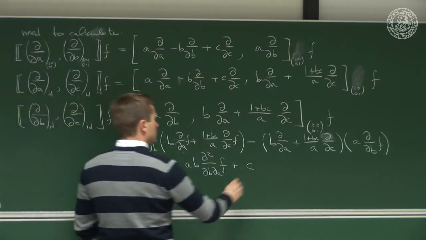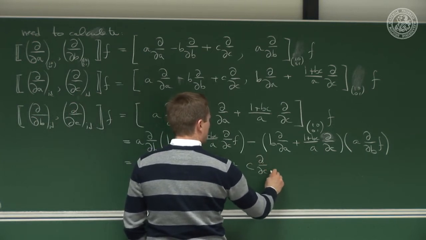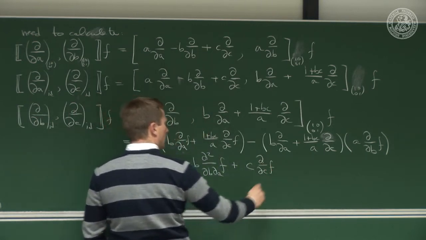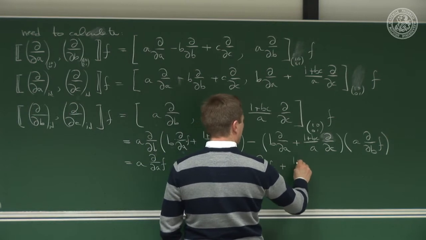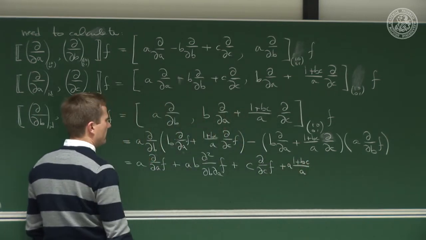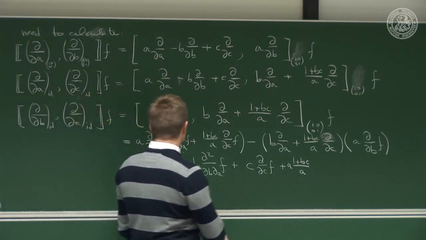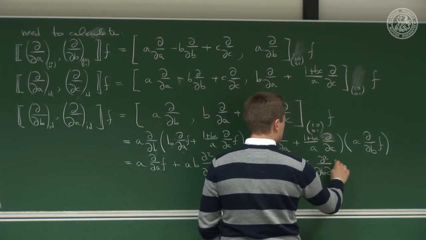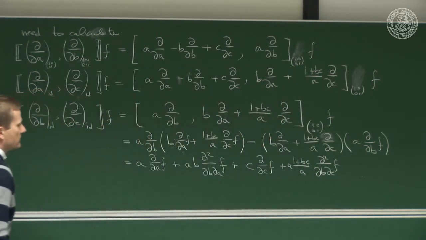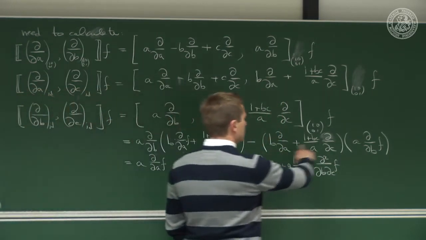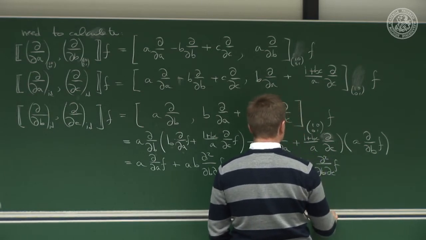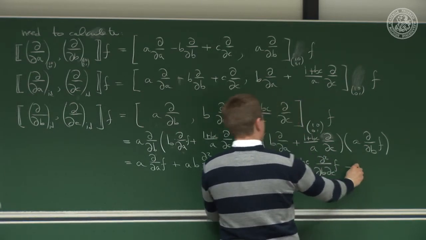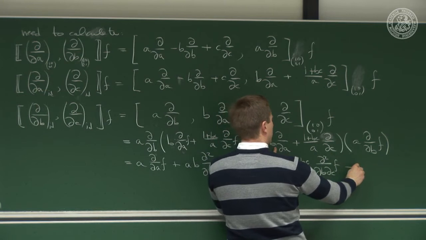That's right, a c, and then d by dc f. But now product rule, we have a term 1 plus bc over a times a from here. And now the second derivative, del 2, del b, del c acting on f. That's the first part of the bracket, and here the same procedure, of course, applies. It's the minus from here. Then you have the b.